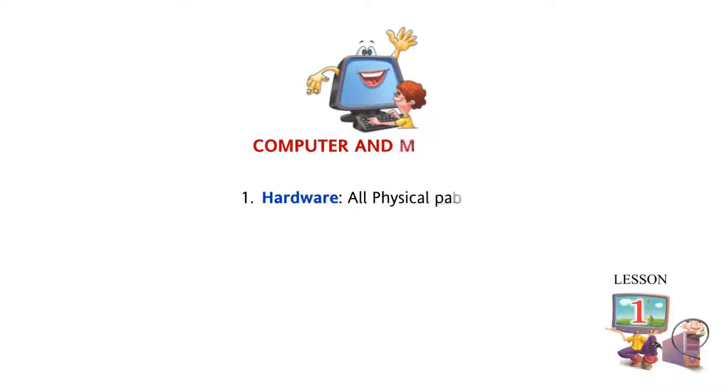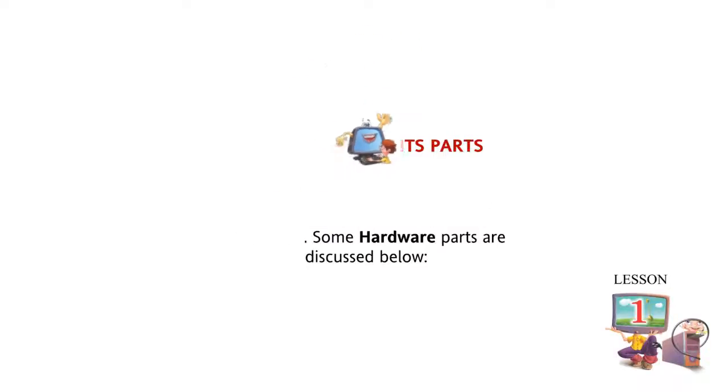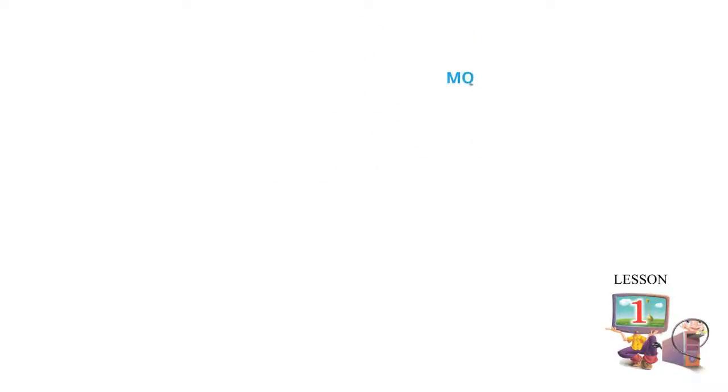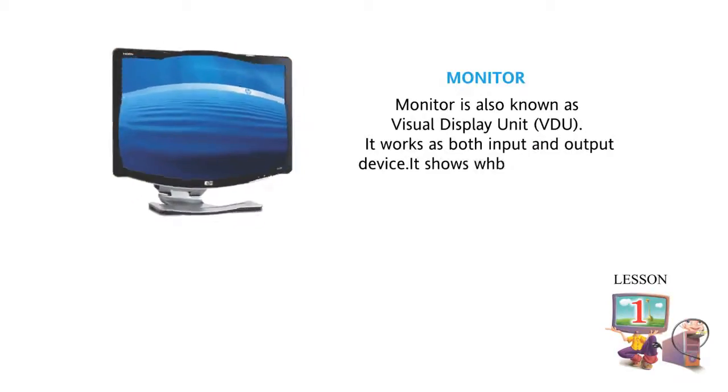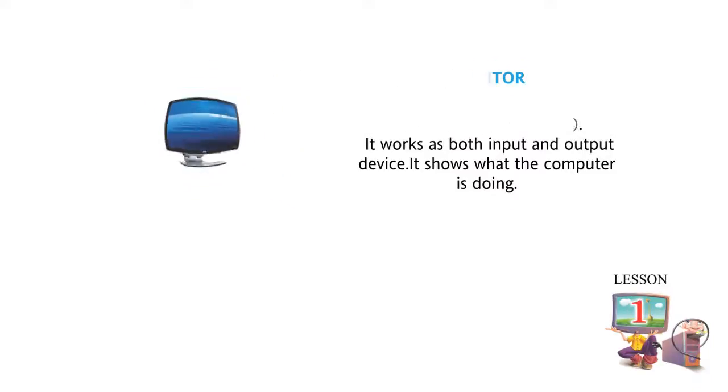Computer and its parts. 1. Hardware. All physical parts of a computer are collectively called hardware. Some hardware parts are discussed below. Monitor. Monitor is also known as visual display unit, VDU. It works as both input and output device. It shows what the computer is doing.